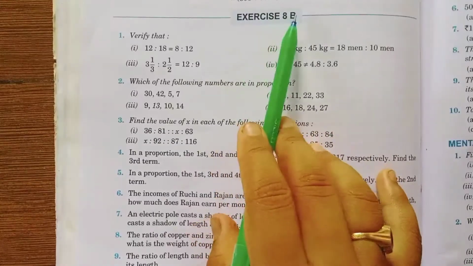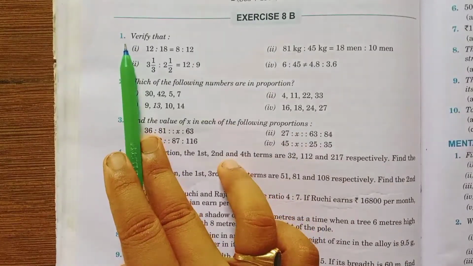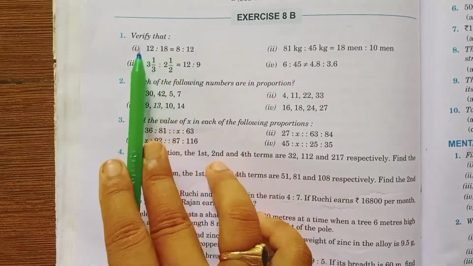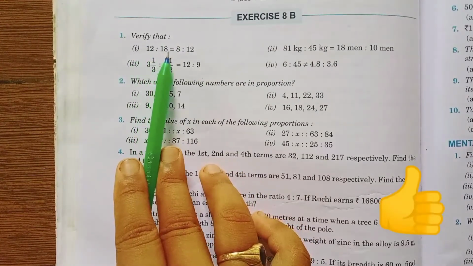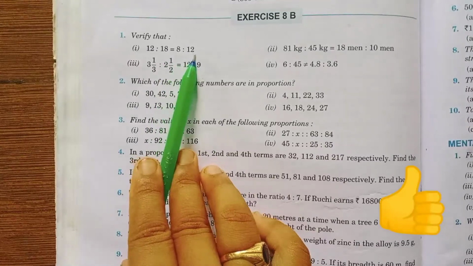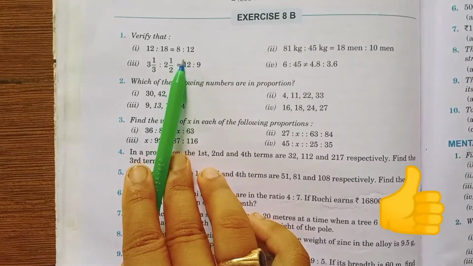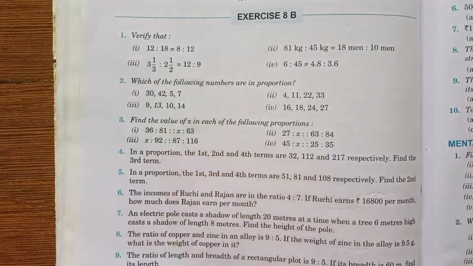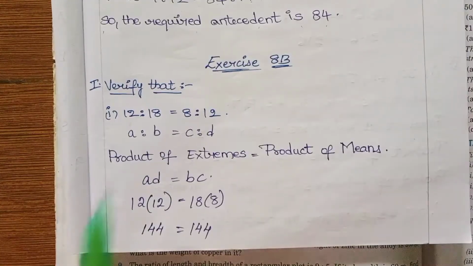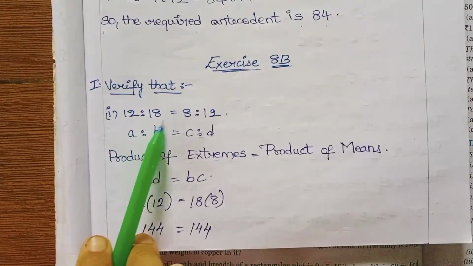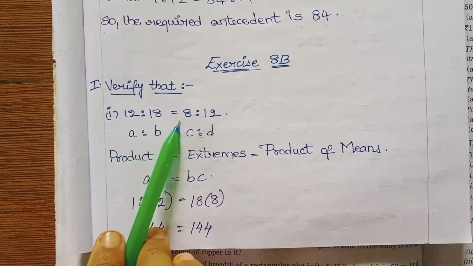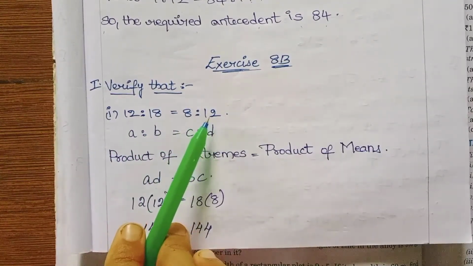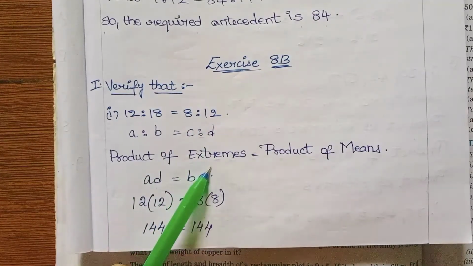exercise 8b, first problem. Verify that first problem 12 is to 18 is equal to 8 is to 12. దీనికి మనం ప్రపోర్షన్ కనుక్కోవాలి, ఈక్వలా కాదా. 12 is to 18 is equal to 8 is to 12 అంటే ఏ రేషియోలో A is to B is as C is to D. ఫార్ములా ఏంటి? ప్రొడక్ట్ ఆఫ్ ఎక్స్ట్రీమ్స్ ఈజ్ ఈక్వల్ టు ప్రొడక్ట్ ఆఫ్ మీన్స్.